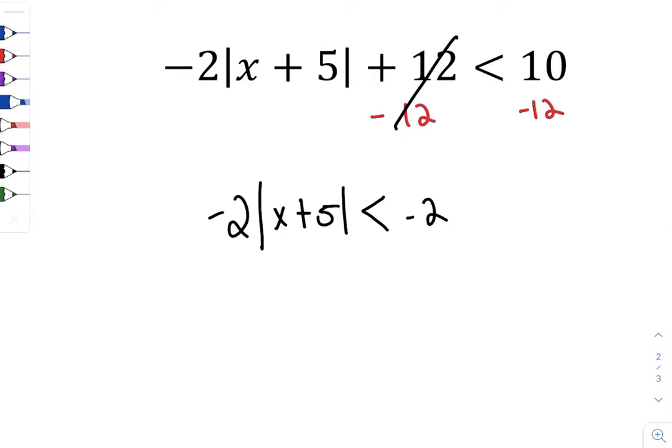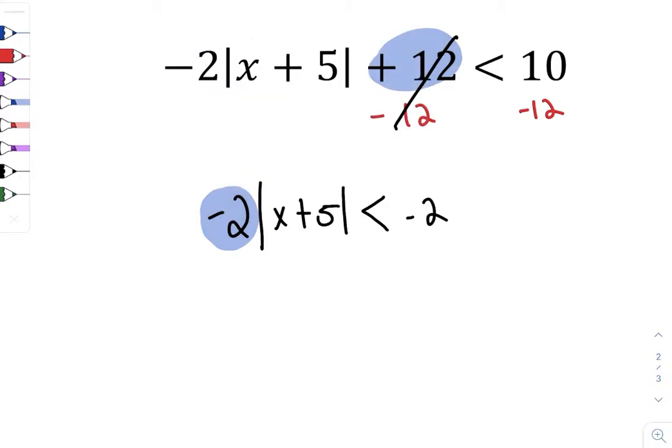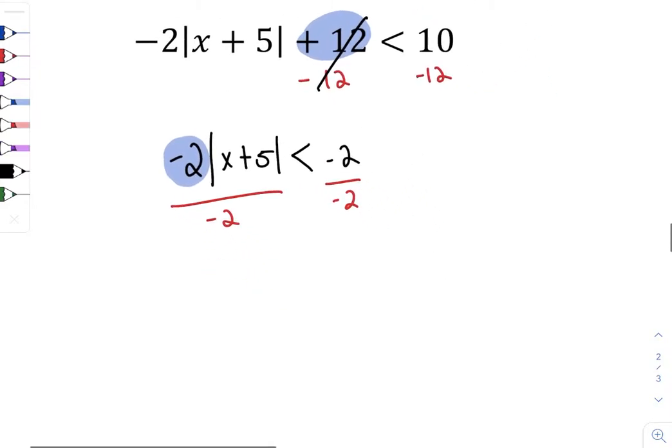Okay, so that's going to be the first part of step 1, and then for the second part, I'm going to need to get rid of this negative 2. So the opposite of multiplying by negative 2 is dividing by negative 2. I'm going to go ahead and do that, and then I'm going to end up with the absolute value of x plus 5 is greater than 1.